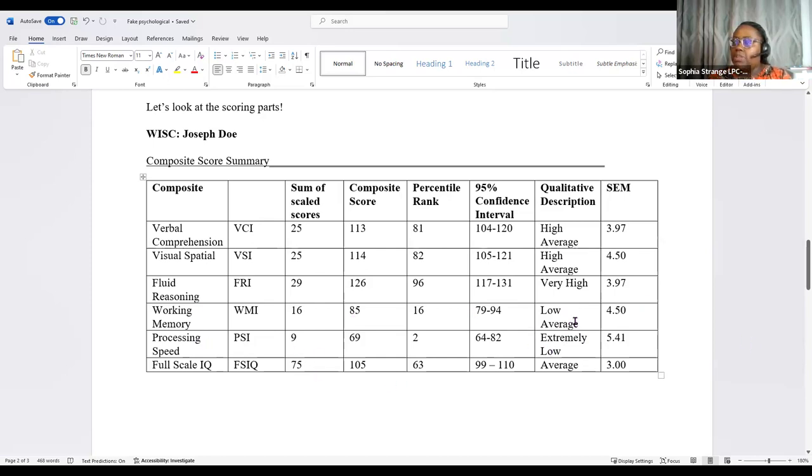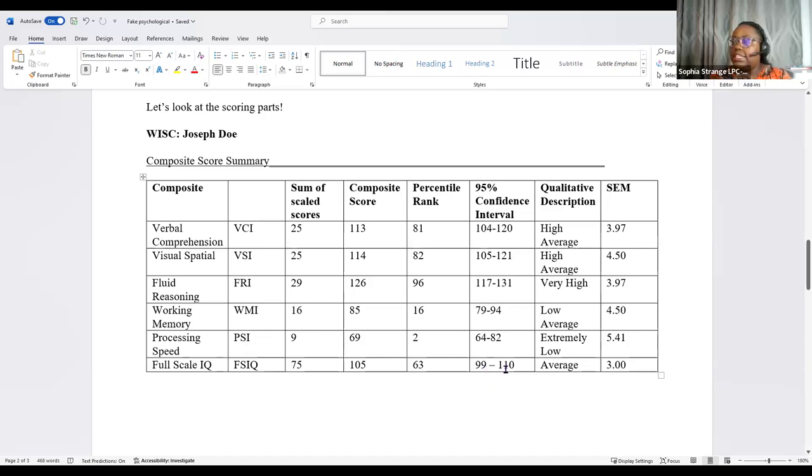A client that presents this way, with good strategies and interventions, we can work on building this up, because once we build this up, this is only going to go up higher. Your strengths get better when you address your weaknesses, but you've got to address the strengths first in treatment. And then the full scale IQ, this is the first thing I look at.